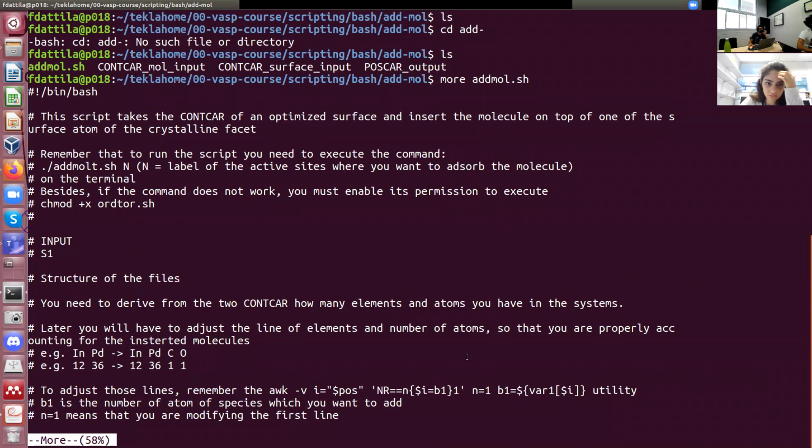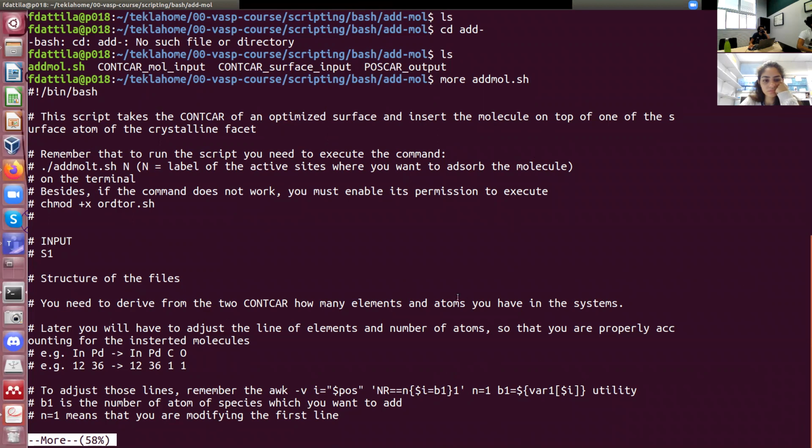So if in your POSCAR you have all the atoms, the 12th atom may be the surface atom where you want to put the molecule. So there you will put 12. If that atom instead is 15, then you put 15. If that atom is 3, you put 3. This is something that the user of the script will have to provide, but that makes sense.